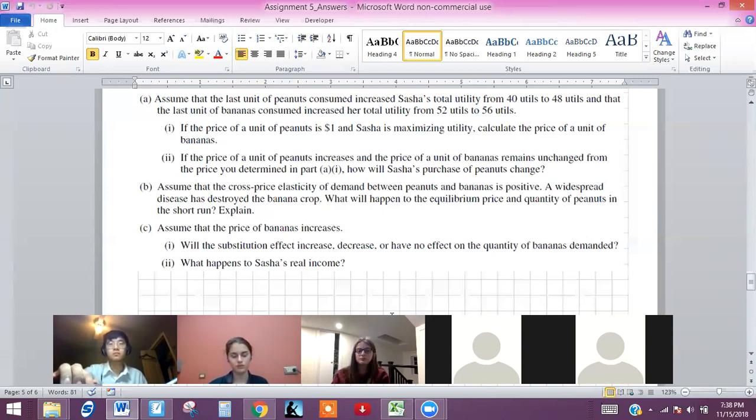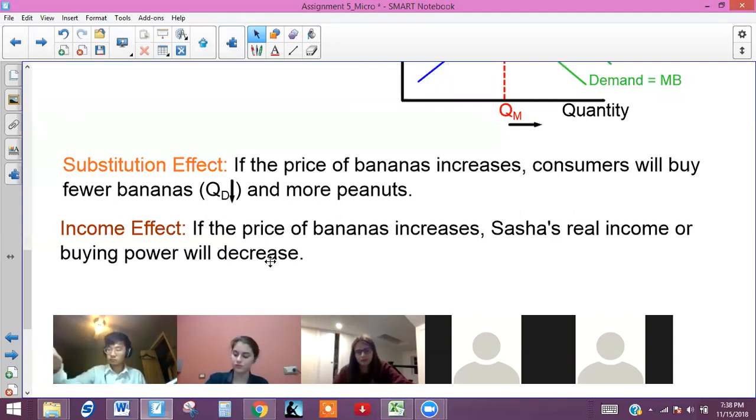And because of the income effect, because if the price of something in your budget goes up, it means your buying power overall goes down, right? If I have $100 and I'm buying 100 apples, and apples go up to $2, now I can only buy 50 apples, right? So my buying power for apples goes down when the price of apples goes up. So if the price of bananas goes up, her buying power, her real income goes down.